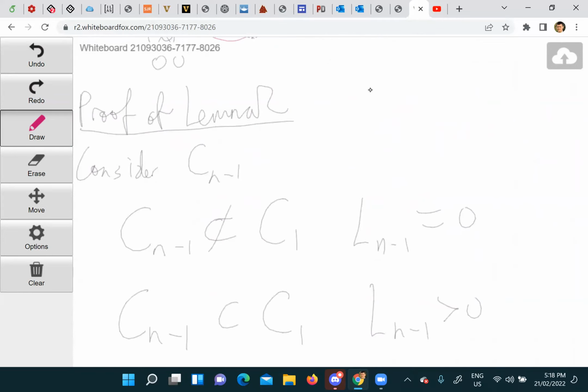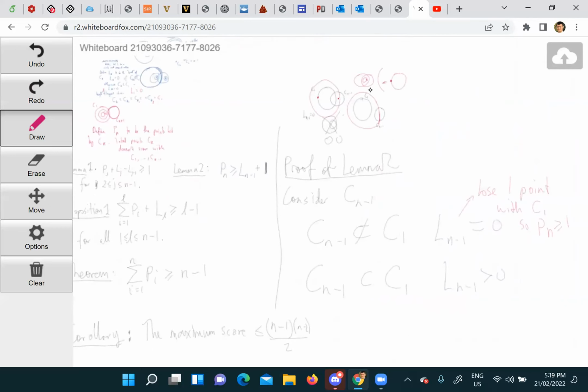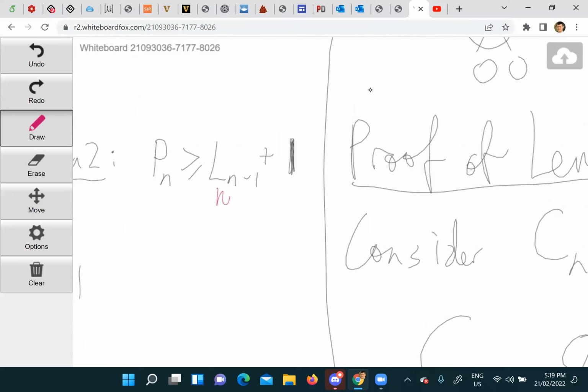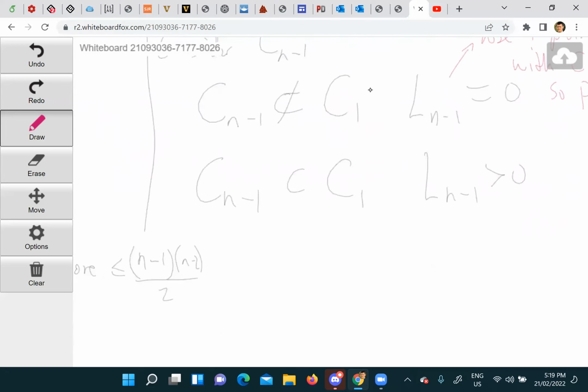So here we lose 1 point with C1, right? So Pn is greater than or equal to 1, yeah? And that's what we needed to prove for that, right? See, if this is 0, the smallest it can be, then it needs to be greater than or equal to 1. Okay. Now, if it's not 0, it's even easier.